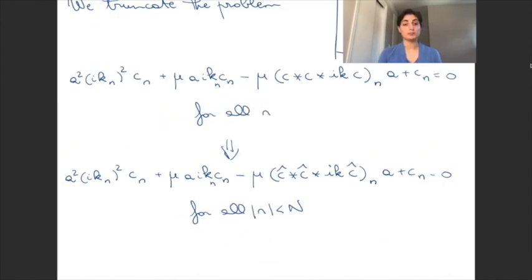Remember that we want to truncate the problem. So we want to say that we are not solving for all of the c_n's, we're only solving for small indices. And we're replacing in the convolution also c hat instead of c, where c hat is 0 after a certain moment. So now we have a finite number of equations that we can solve, and we can just ask the computer to solve it for us.